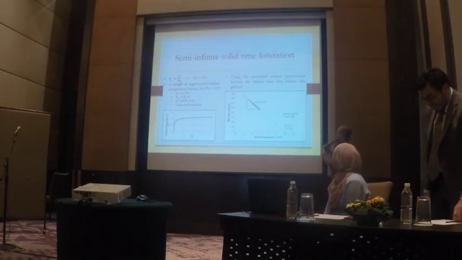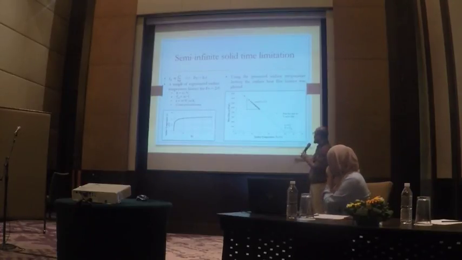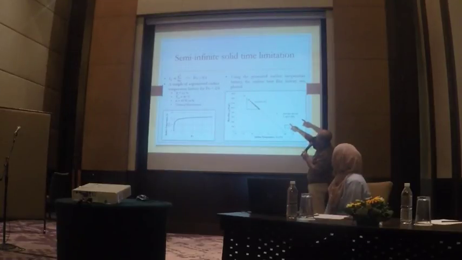Okay. So what you say is that the slope of the graph, where it intersects with the surface temperature, indicates the adiabatic wall temperature, and the slope represents the heat transfer coefficient.